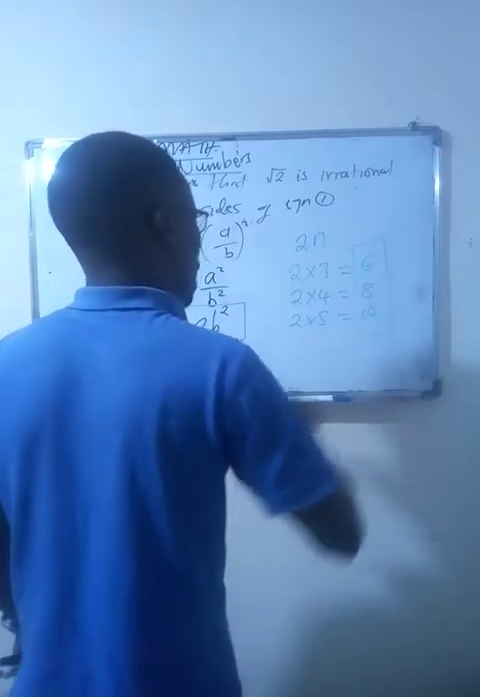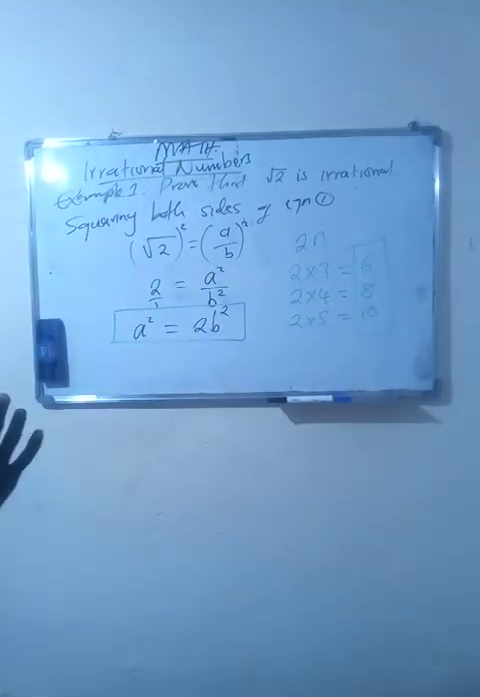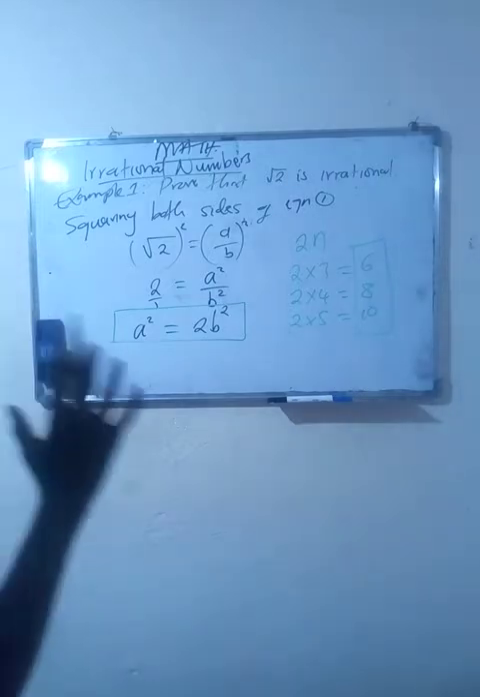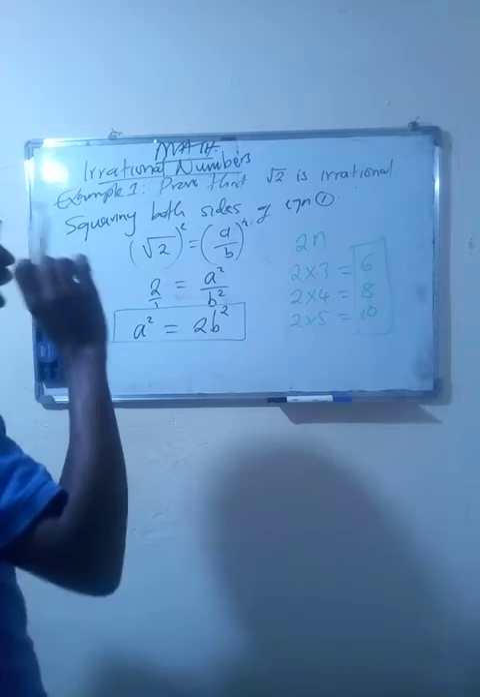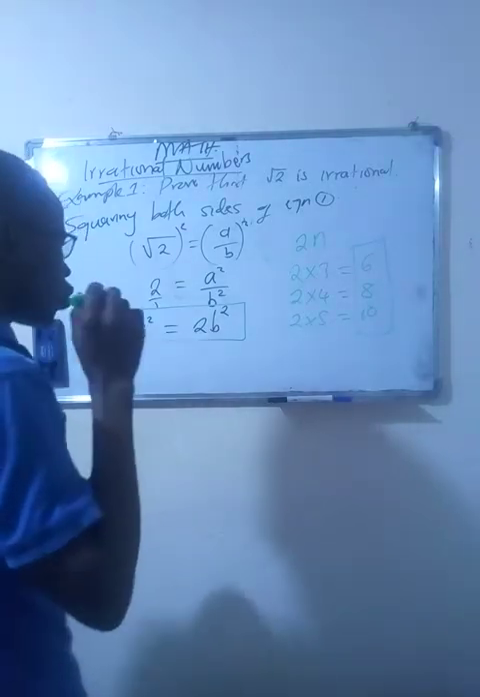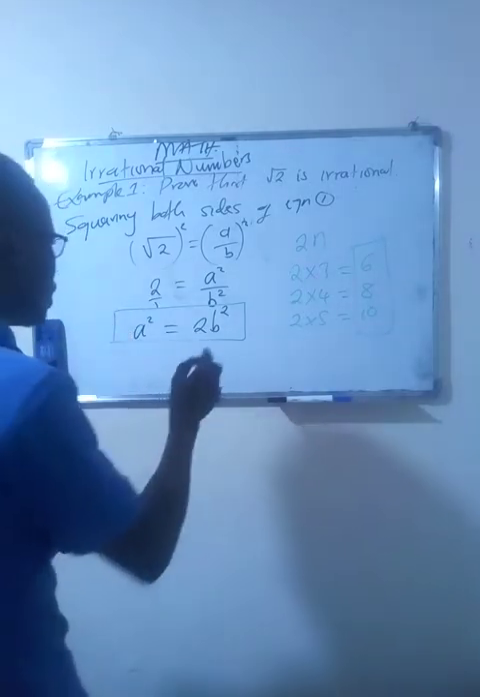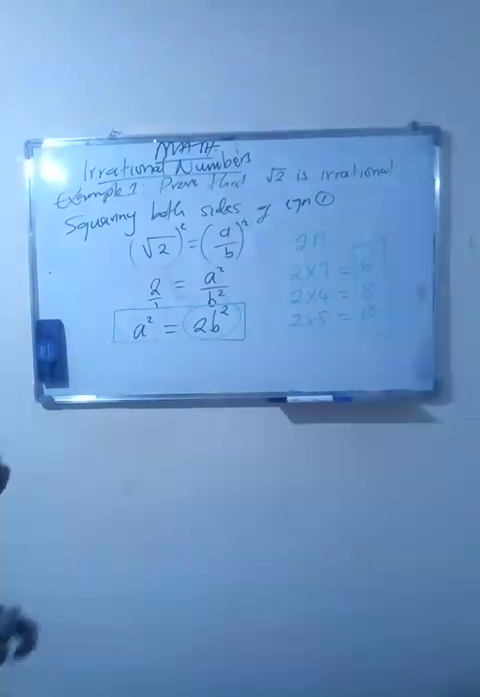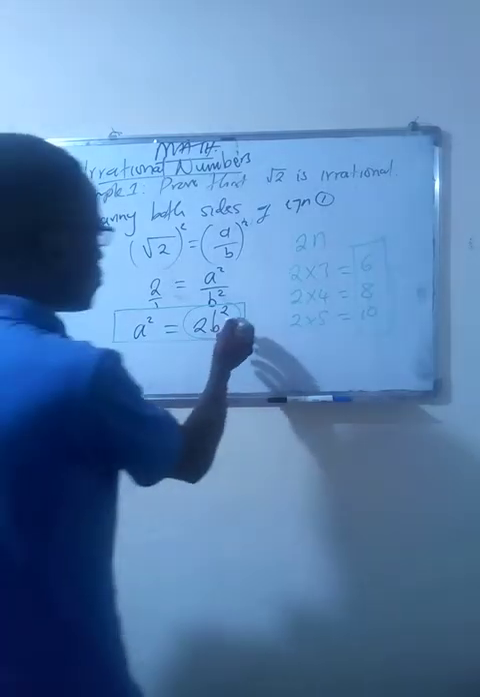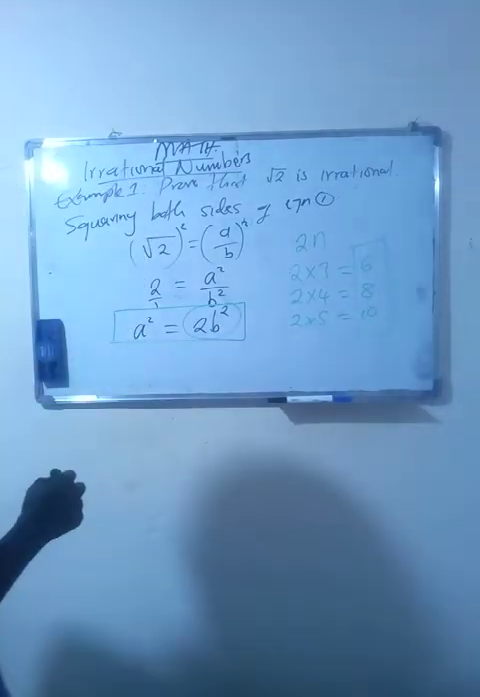is an even number. Are we together? So when you multiply any integer by 2, the value you get is an even number. So what does that mean? What it means is that this number that we have here, this 2b squared, we are multiplying this number b squared by 2.